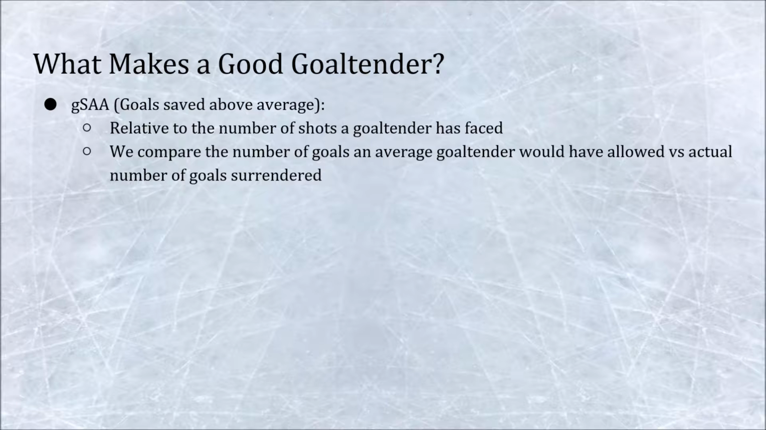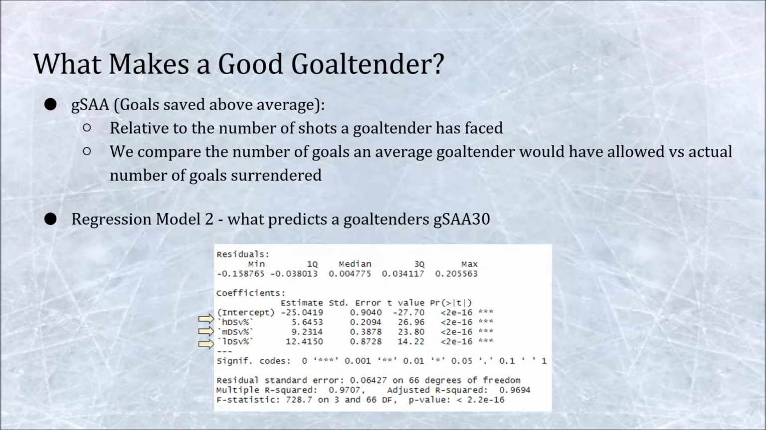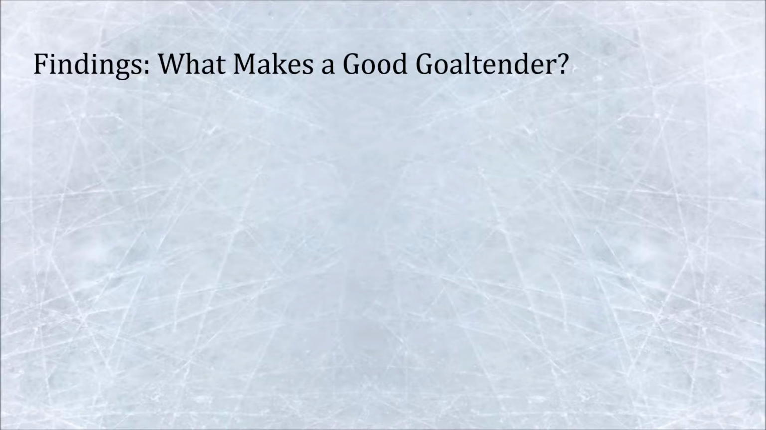So I decided to run another regression model with the GSAA per 30 minutes. Goals saved above average is an aggregate measure, so the more games a goalie has played, the more shots they faced, the higher their GSAA could potentially be. So the GSAA per 30, which was the response of the second model, adjusts for this because it just looks at the goals saved above average for a goaltender per 30 minutes of play. And this is just an alternate measure that gives us a bit more of an accurate picture as compared to the save percentage. So findings: what makes a good goaltender?